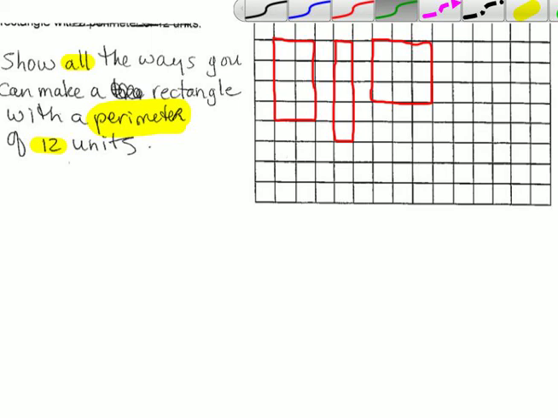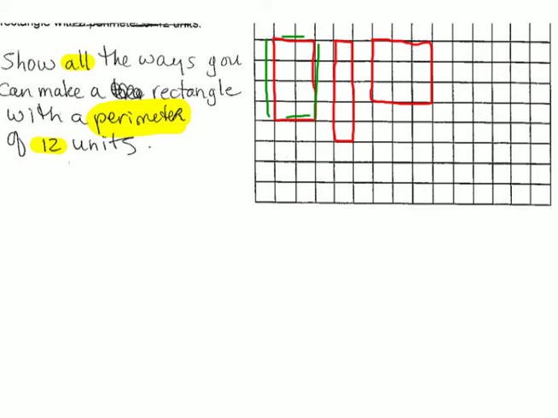So if I count down here, 1, 2, 3, 4. So I have one side of 4, one side of 4, which means this has to be 2 and 2. Or I can have a side that's 5, 5, 1, and 1, or 3, 3, 3, and 3.